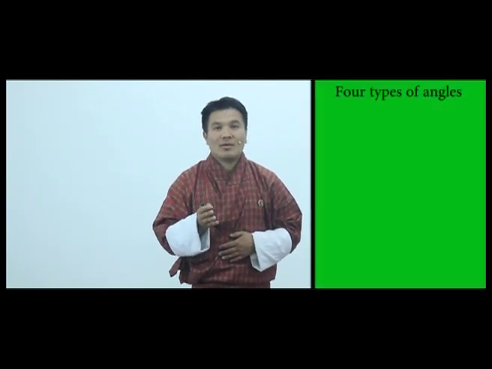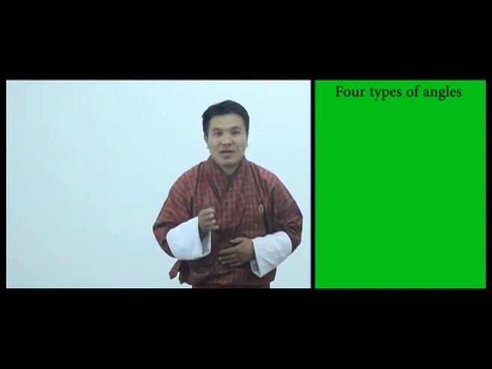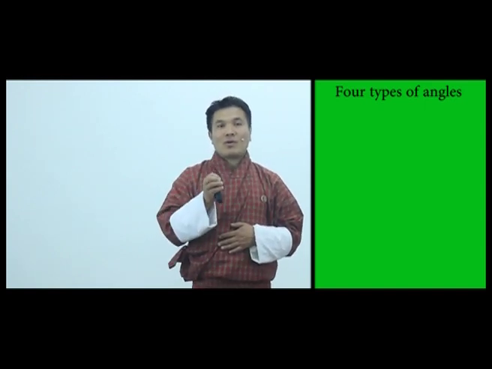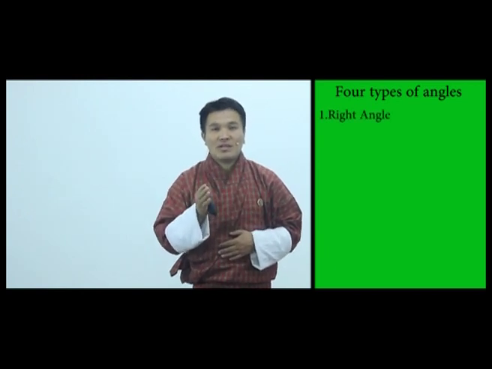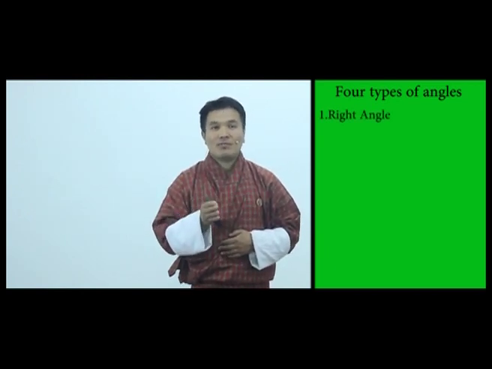Okay, children, before I demonstrate how to construct or draw angles and angle bisectors, I am going to talk about the 4 different types of angles that you are going to learn today. The first one is a right angle or a 90-degree angle, which I have already mentioned before.